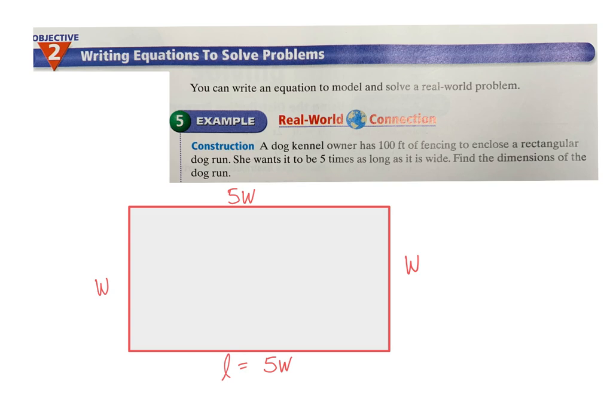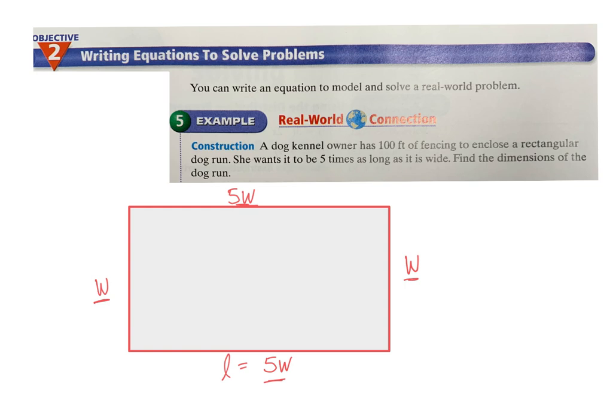And so anytime they say, I want the length to be 5 times as much, something like that, you're just translating that into algebraic expressions. They actually say the word times in there, so that's multiplication, all right? 5 times as much as the width. So to find perimeter, we just do 2 times the width, 2 times the length, right? Or you can just add them all up. So we could say 5W plus W plus 5W plus W.